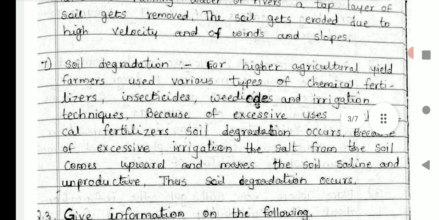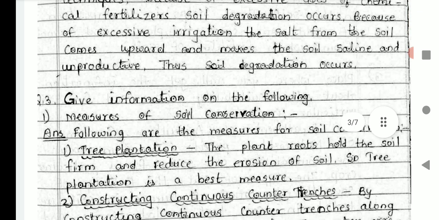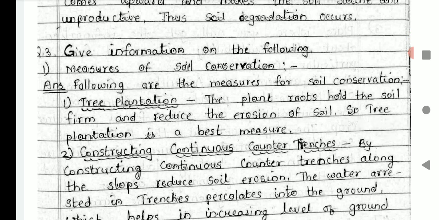Next, soil degradation. For higher agricultural yield, farmers use various types of chemical fertilizers, insecticides, weedicides, and irrigation techniques. Because of excessive use of chemical fertilizers, soil degradation occurs. Because of excessive irrigation, the salt from the soil comes upward and makes the soil saline and unproductive. Thus, soil degradation occurs.